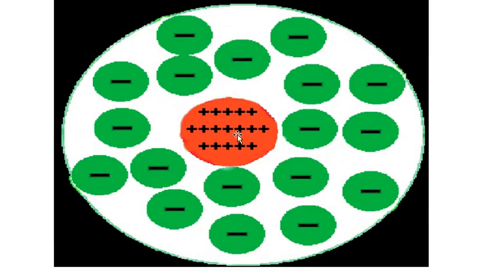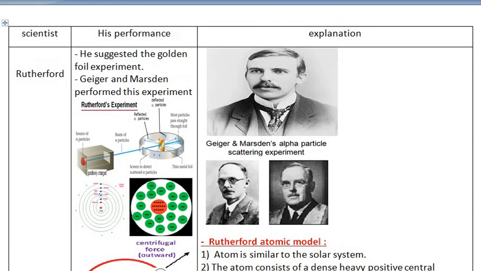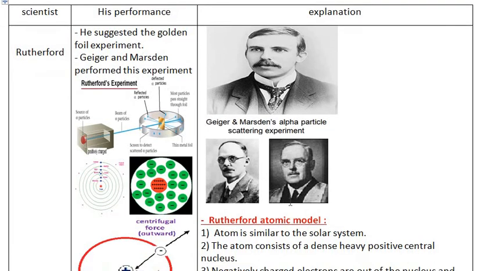This is a positively charged nucleus, and around the positively charged nucleus there are electrons circling around the nucleus of the atom. This is Rutherford. These are helpers. These two scientists, Geiger and Marsden, helped Rutherford to perform this experiment.